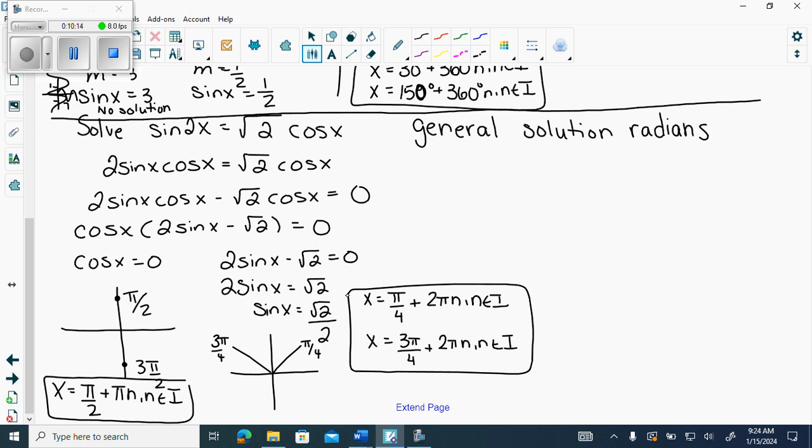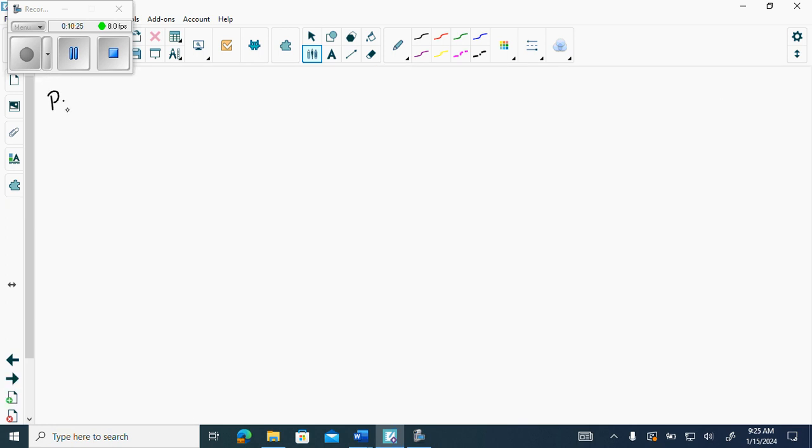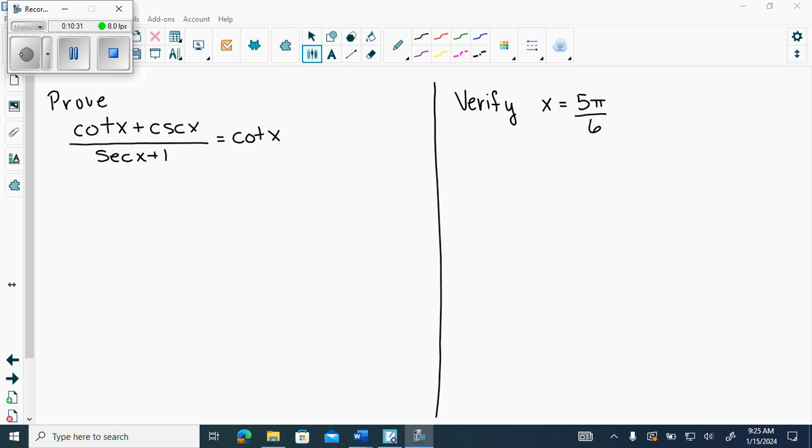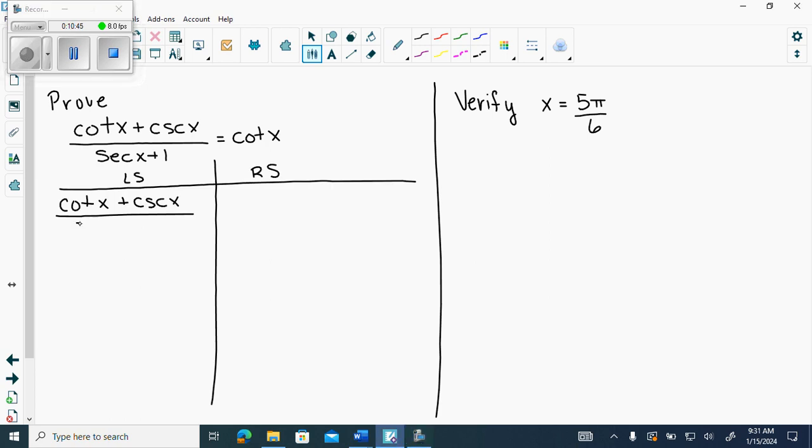Okay, I'm going to get you to do a proof and then a verify, and then we're going to do some restrictions. So I want to see if you remember the difference between prove and verify. So I'm going to have you prove cotan x plus cosecant x over secant x plus 1 equals cotan, and then I want you to verify it for 5 pi over 6. And then what do you think I'm going to also want you to do? State restrictions. So the first step is to rewrite the equation on both sides, then switch to cos and sine if possible.